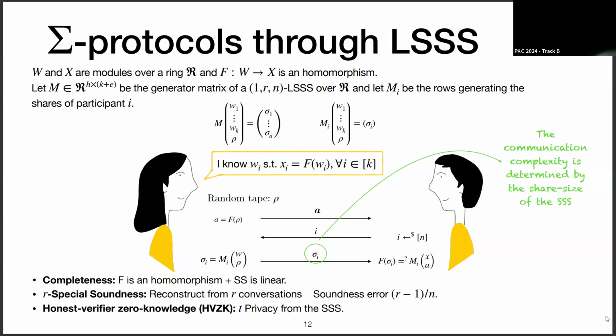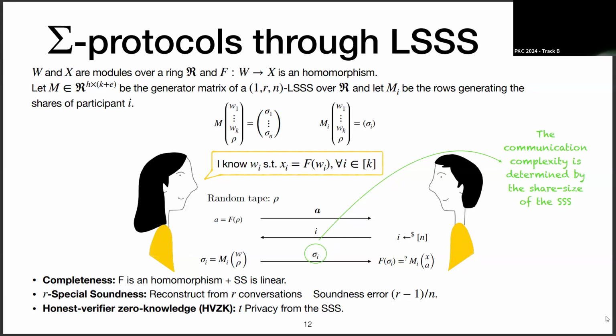So this Sigma protocol satisfies the 3 main properties. It has completeness, because F is a homomorphism and the secret sharing scheme is linear. It has special soundness, because, in this case, for simplicity, we're considering the case of having 1 privacy and R reconstruction. So given any R different conversations, this implies having R different shares, so the secret can be reconstructed, so it can be extracted from the Sigma protocol. And the soundness error is R minus 1 over N.